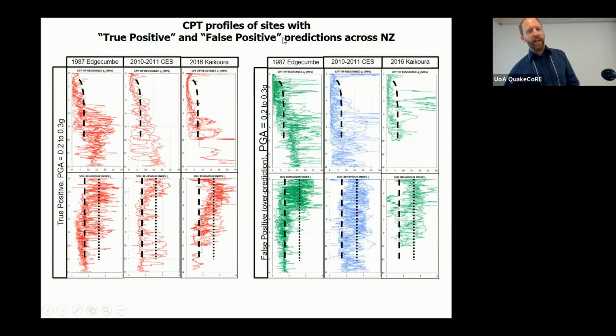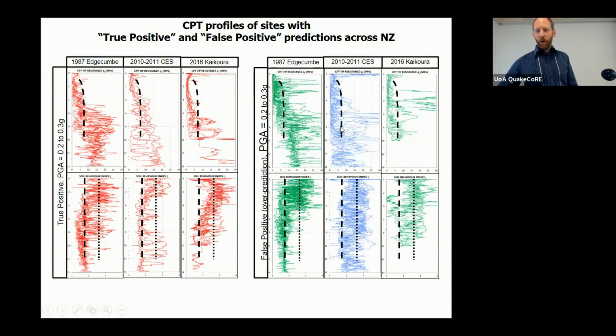The set of graphs on the left are the true positives, so where liquefaction occurred and it was predicted, and the graphs on the right are cases where liquefaction didn't occur but it was predicted. So we've got the true positive and the false positive predictions. For all of these soil profiles, we're predicting liquefaction. The ones on the left are where it's doing a good job. The ones on the right are where there's over-prediction occurring.